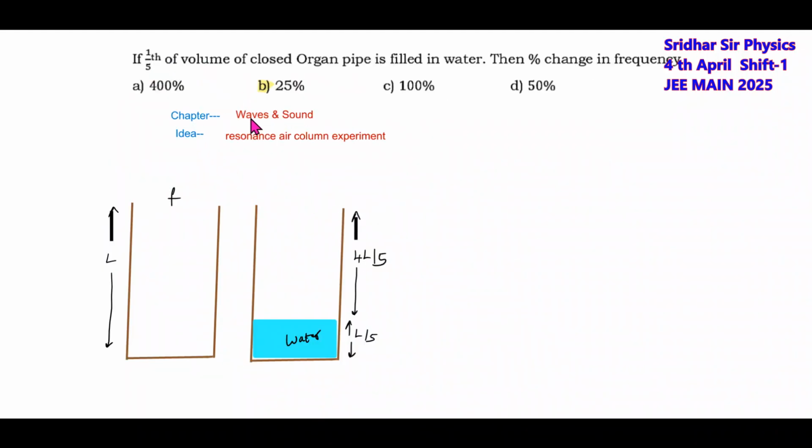This question is based on the chapter waves and sound, the resonance air column experiment, which is nothing but a closed end organ pipe. The idea of a closed end organ pipe is needed.